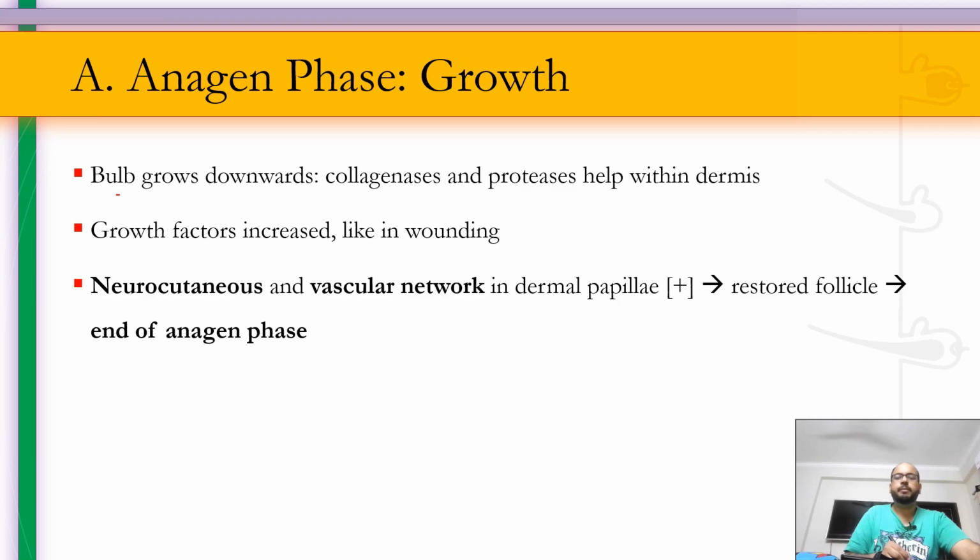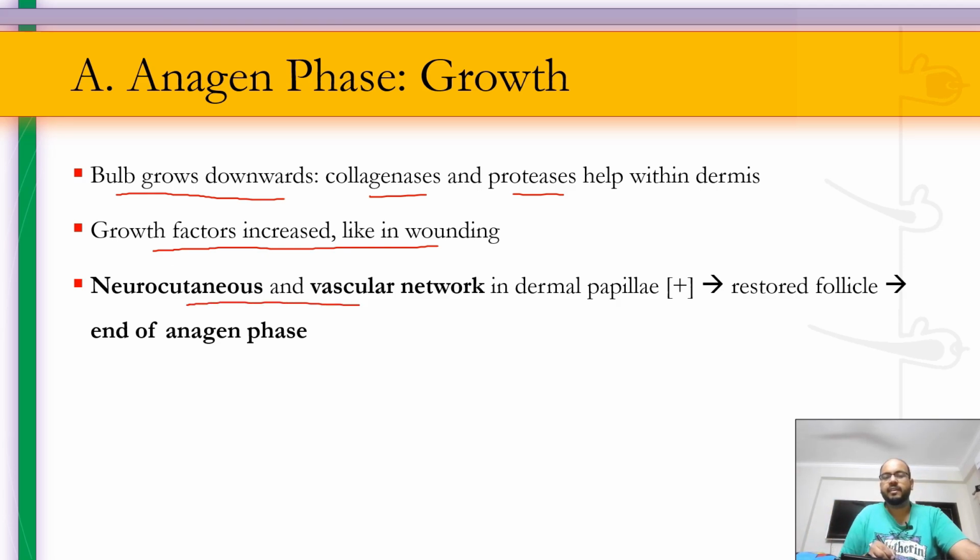Now, we know that the bulb grows downwards, and in the downward growth, collagenases and proteases help. So a growing bulb will need to make way while going inside the dermis, and to remove the cells in its path, it utilizes collagenases and proteases to break the dermis and grow downwards. Growth factors are increased like in wounding. So whenever you have a wound in your skin, the growth factors will be locally increased to repair the tissue. The same thing is happening in anagen phase.